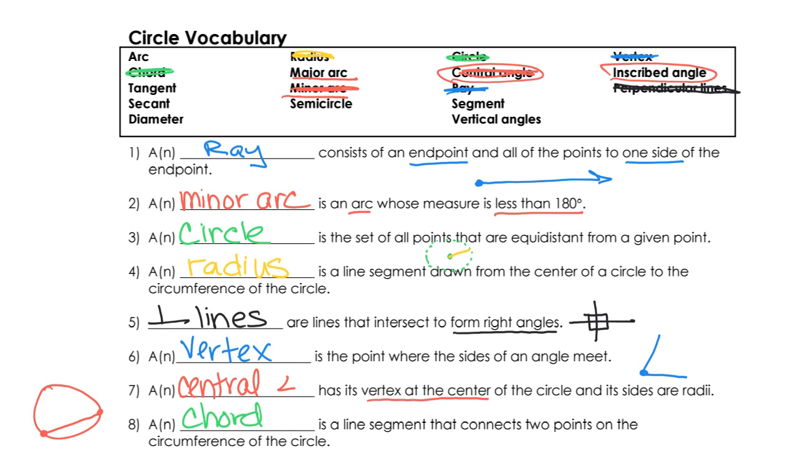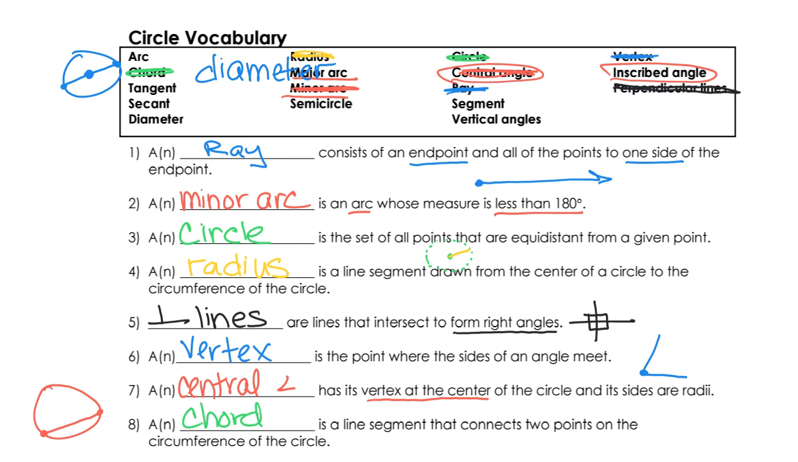Okay, coming down. A blank is a chord that passes through the center of the circle. So if our chord actually passes through the center of our circle and connects those 2 points, that's called a diameter.